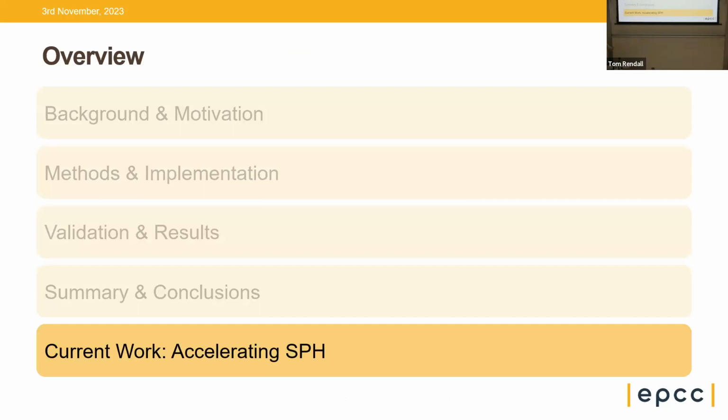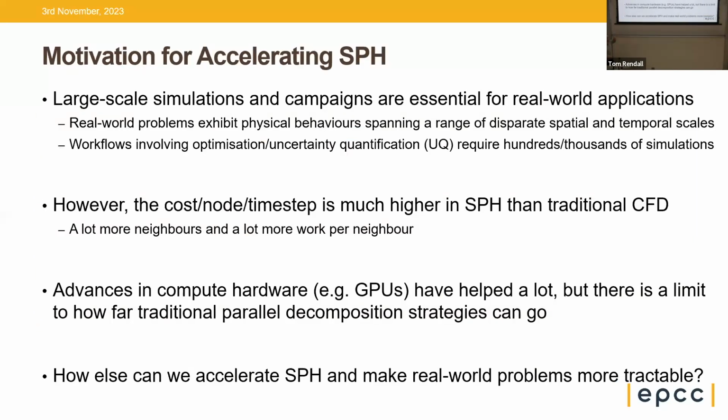Okay, so just to briefly go through what I'm working on now. The FSI stuff was a few years ago. I've just started a 5-year fellowship working on ways to accelerate SPH. Why do we want to do that? Obviously, real world problems involve large spatial and temporal scales. But also, typical design workflows where we're doing optimization and uncertainty quantification require many simulations. So it'd be great if we can find ways to accelerate this.